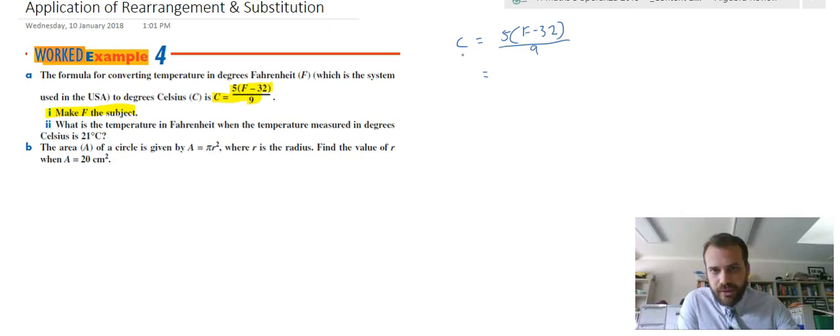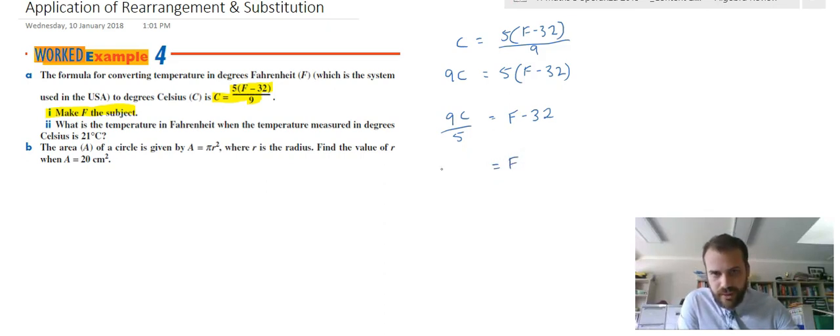If I multiply both sides by 9, that'll get rid of this 9 here. So 9C equals 5F minus 32. Now you could use the distributive law and then work that way. Instead, I'm going to divide both sides by 5. So it's going to be 9C divided by 5 equals F minus 32. And then that minus 32 can come over to the other side.